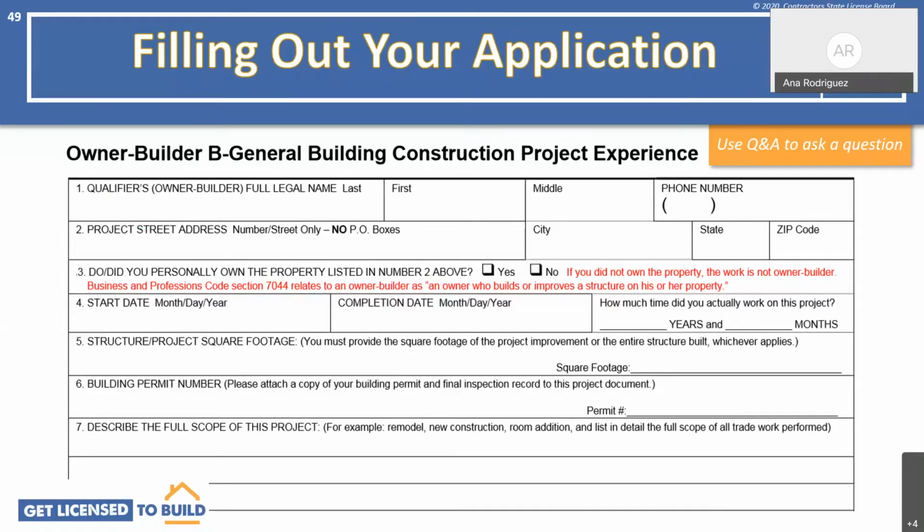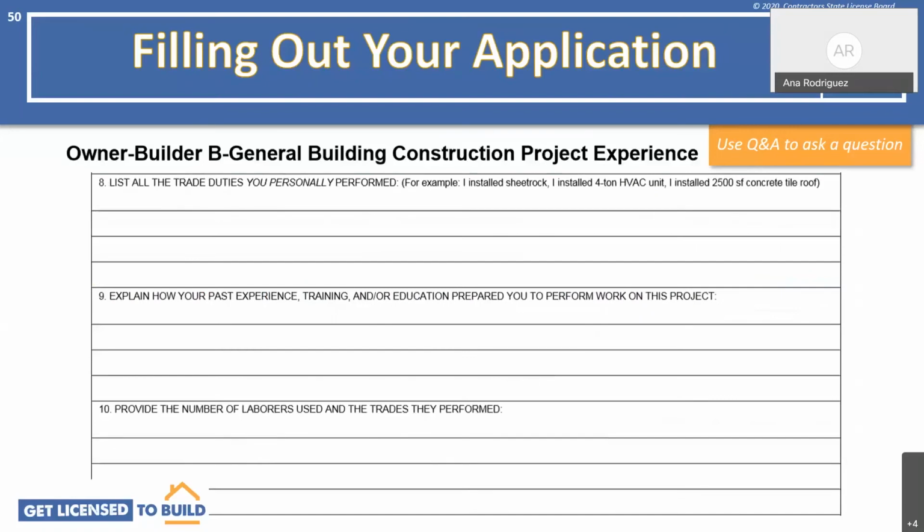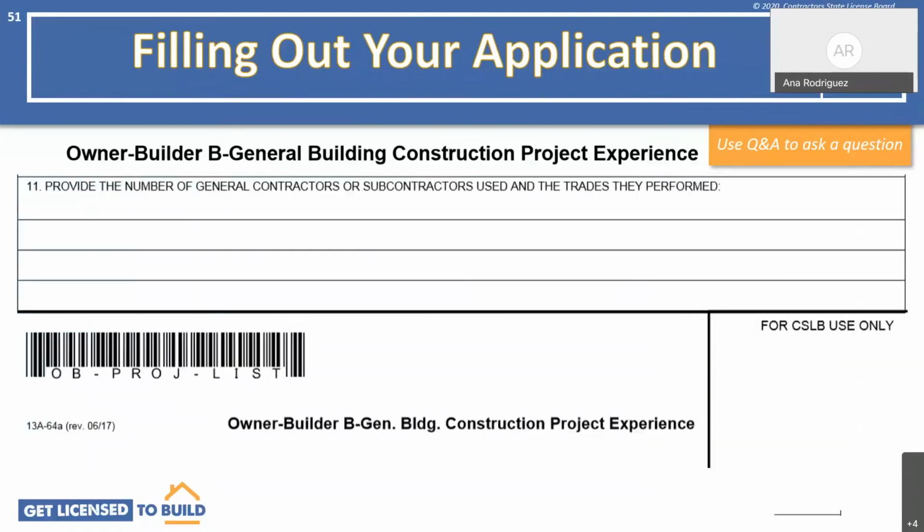You will need to list the building permit number on line number 6. On line number 7, you will need to provide the scope of the project. In boxes 8 through 10, you will need to provide more detailed information about the project. Question number 11 asks if other general construction contractors worked on the project with you and what trades did they perform. Remember, this information should be as complete and accurate as possible.